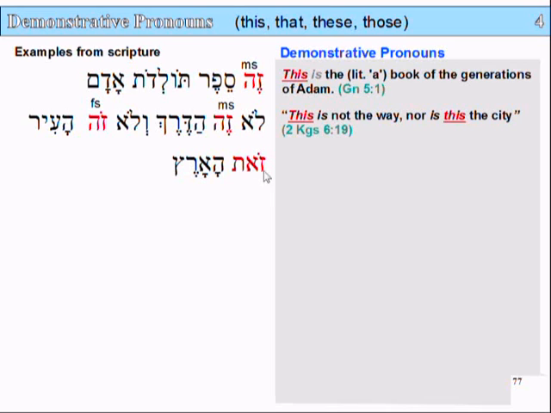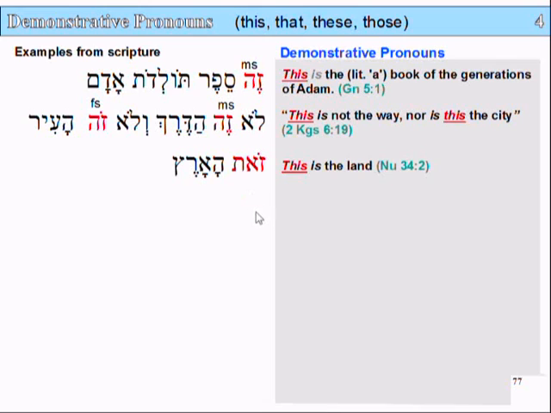Here's another feminine singular. It's the word zot. Zot ha'aretz: this is the land. This is the feminine word for this. So we don't say zeh ha'aretz, we say zot ha'aretz, because the word for land is feminine. When God created the heavens and the earth, the heavens are masculine and the earth is feminine. That's why some people talk about Mother Earth perhaps, but God does not tell us to worship the earth.